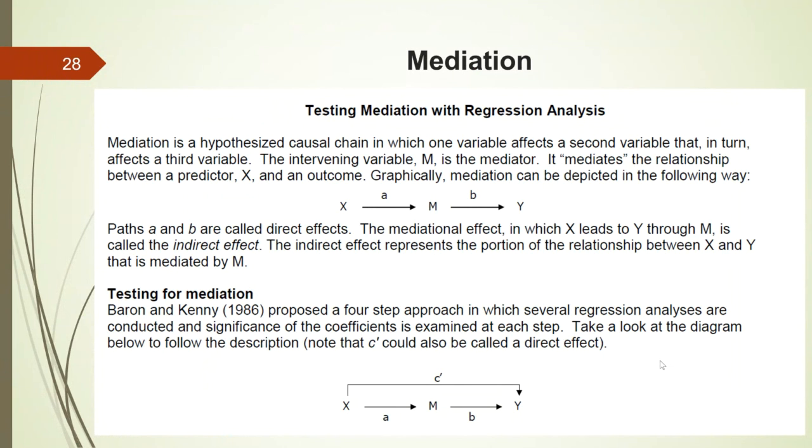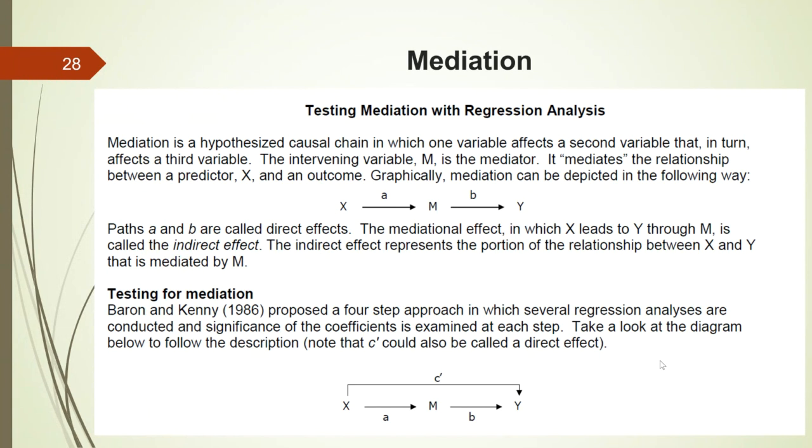It's simple, it's easy to do, and it really gets to the point. So mediation is a hypothesized causal chain in which one variable affects a second variable that in turn affects a third variable. In this case, the intervening variable M is the mediator. It mediates the relationship between a predictor X and an outcome.